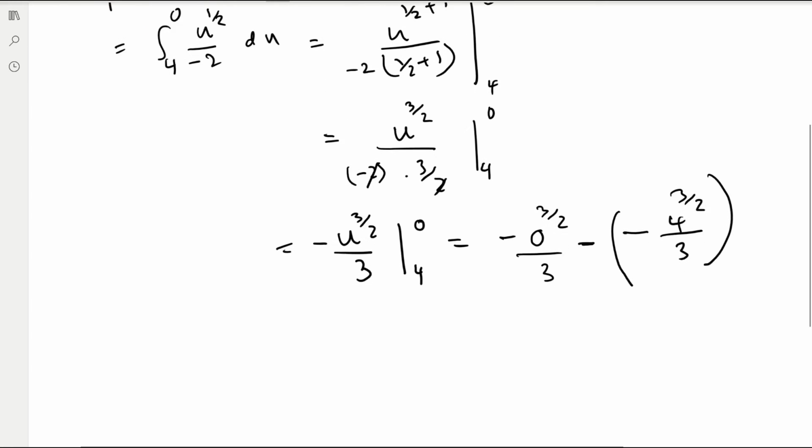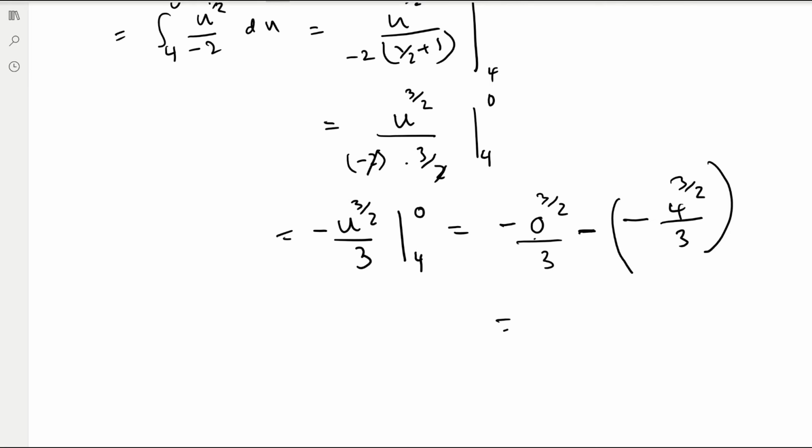Okay, so 0 to the power 3 over 2 is 0. So this minus and this minus make a plus. So it's 4 to the power 3 over 2, over 3. So let's keep it like that rather than simplifying any further. We could, but that's the answer.